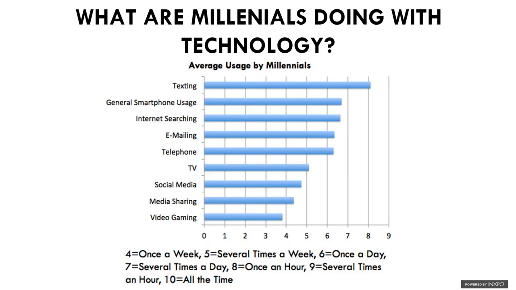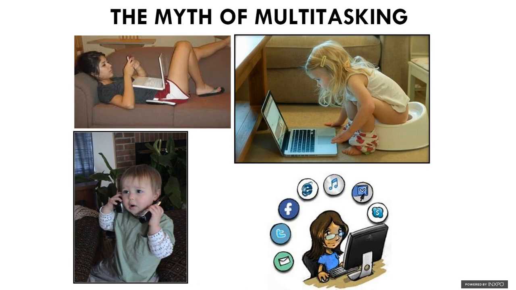In our research with millennials, you can see on the bottom of the screen the scale that we use on our self-report measures, but just look at the blue lines and you'll see that these are reflective of all the things that millennials are doing with their technology. Number one is texting, which matches what Common Sense Media finds. And then you'll see that there's a lot of other activities on there that are communication-based. Smartphone usage, emailing, social media, telephone, etc.